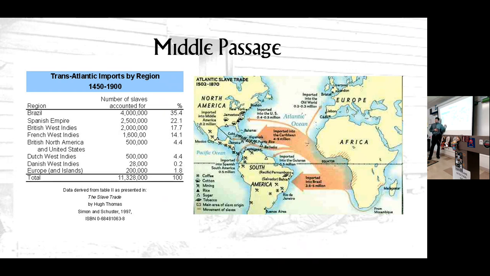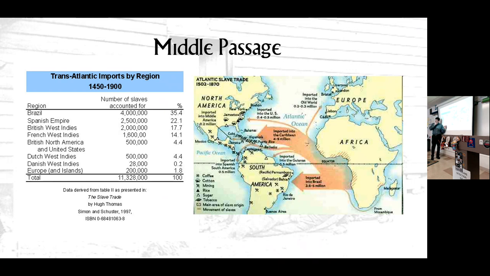Now, there's been a number of statistical studies. We have a pretty good idea that over 11 million people were forcibly taken from Africa to the Americas. And the reason why is these slave ships kept meticulous records. The reason why is insurance. They had to buy insurance in case something happened to the ship. And so they had to report how many slaves they had, how many people they had kidnapped. And so there's really good records, not for every ship.